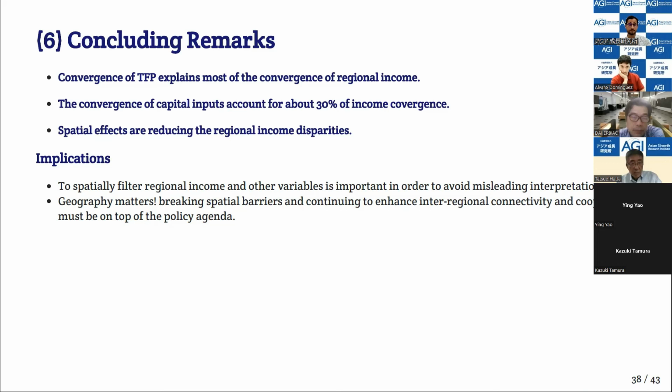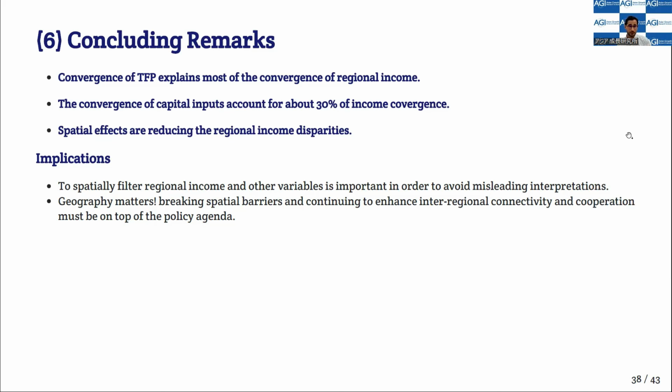Now, what are the implications? First of all, to spatially filter regional income and other variables is important because we want to avoid misleading interpretations. For example, when we run regressions, as I said, and we do not account for the role of space, then we have a problem with the error term. And that's quite common in the literature. Now, as I said, geography matters. So this is just a simple paper.